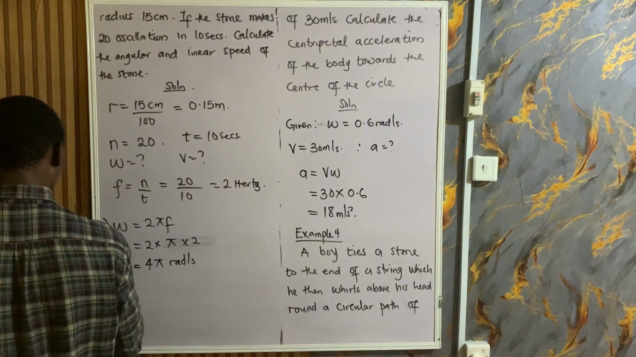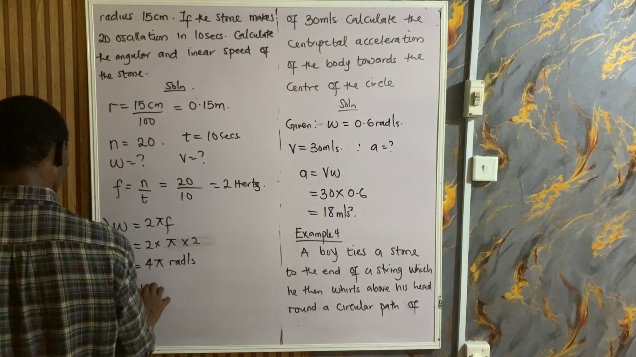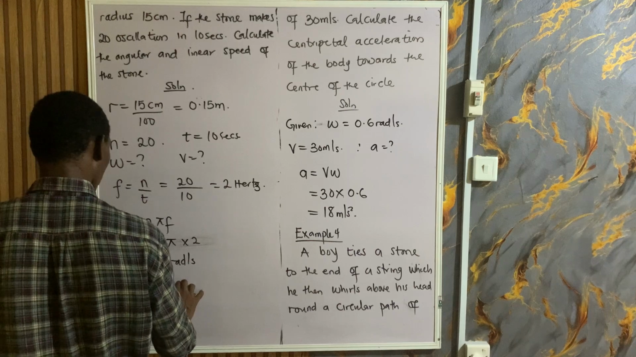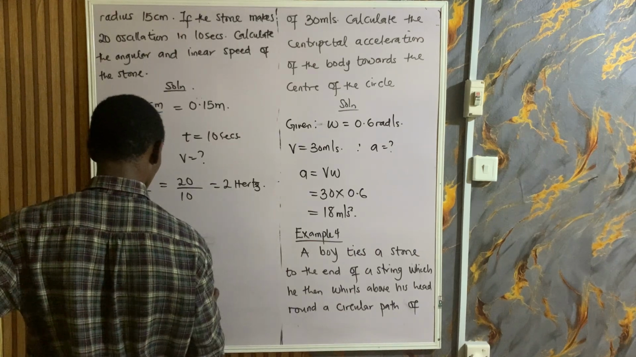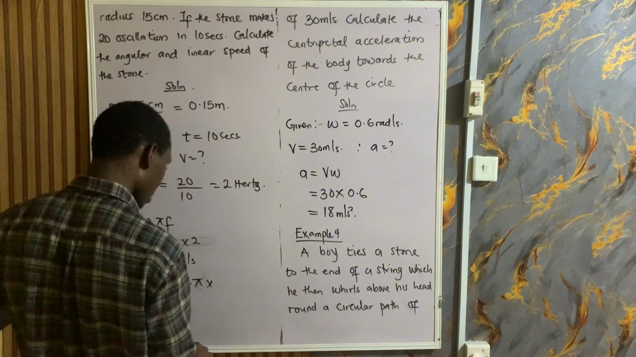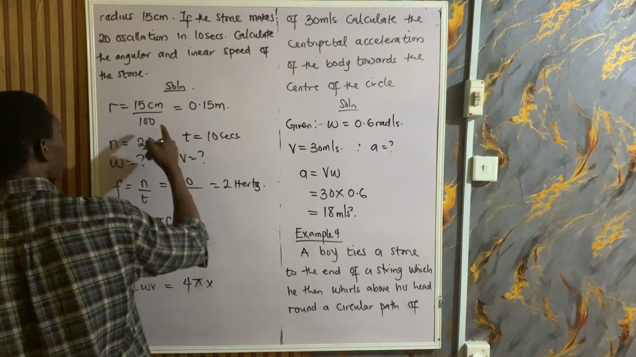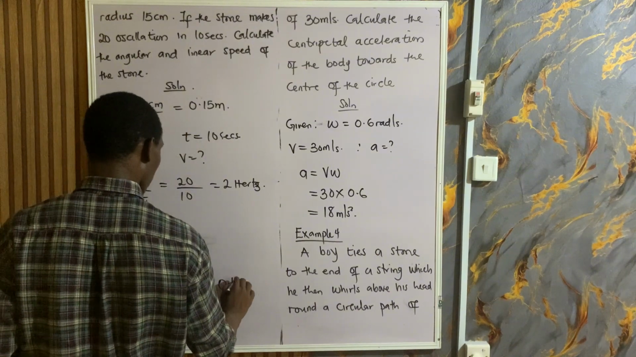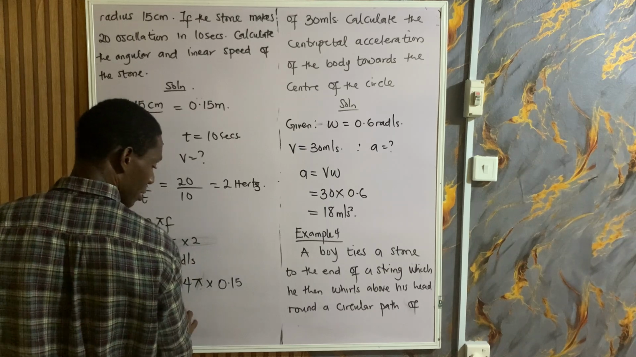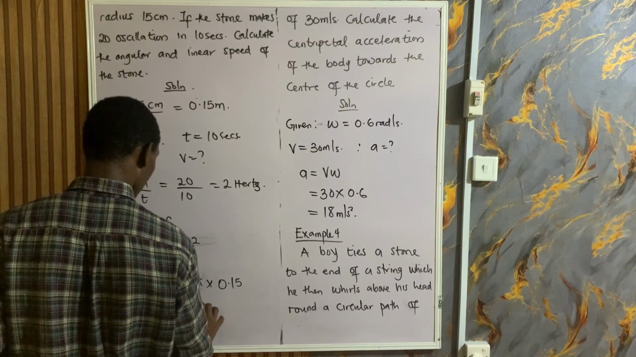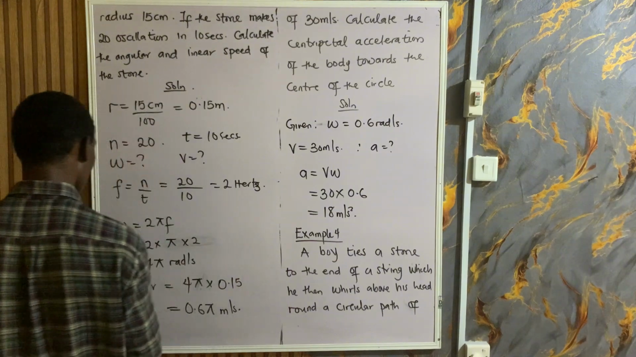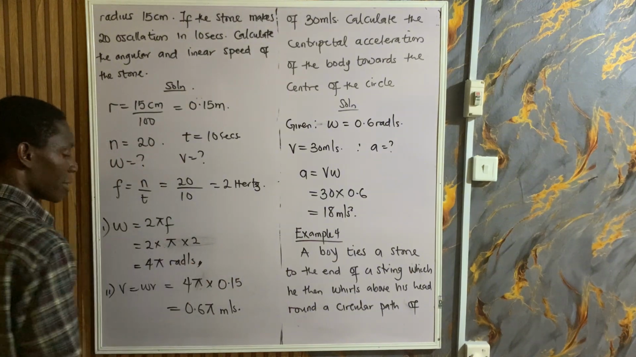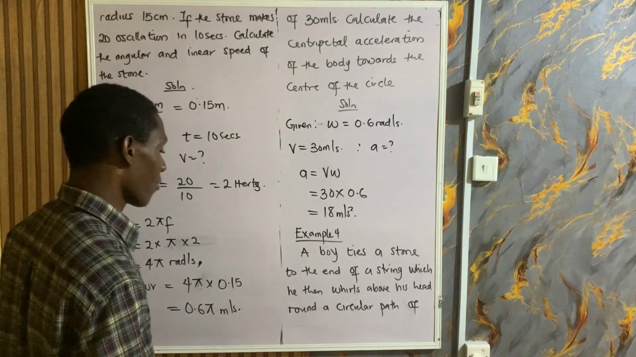And the next one is our v. v is omega r now. So that will be 4 pi, then times our radius. The radius is 0.15. So this will give us 0.6 pi in meter per second. So this is our v and this is our omega. So that's that for this example 4.